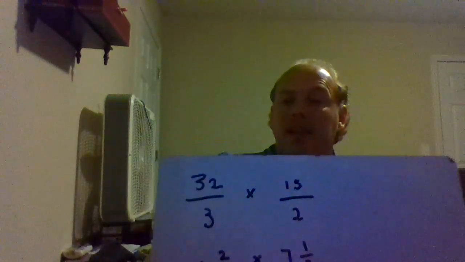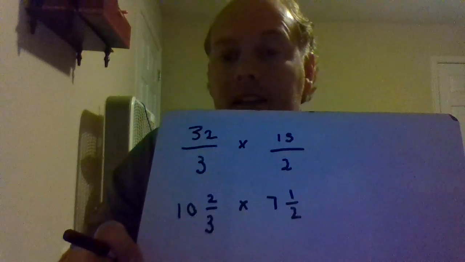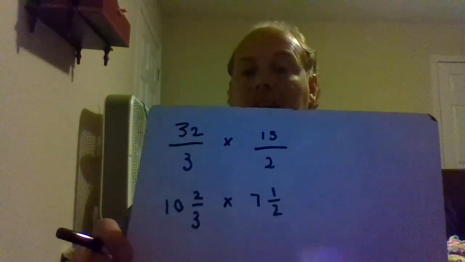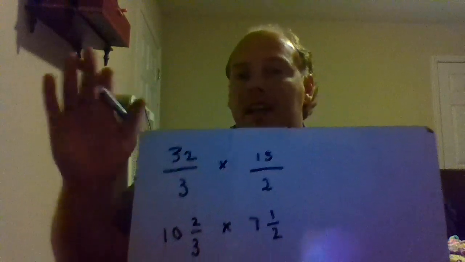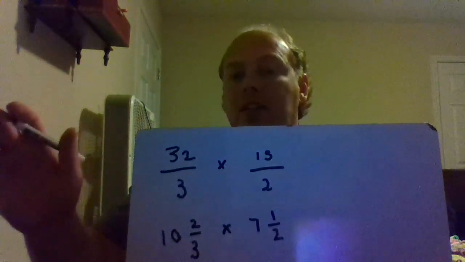So the way this problem would look if it were mixed numbers that were multiplied by each other would look like this: 10 and 2 thirds times 7 and 1 half. But that was just for our knowledge. We can't work with it like that. We've got to work with it as the improper fraction. And the reason I'm doing this is so I can show you how cross-cancellation helps you. So I'm just going to go ahead and erase my mixed numbers.